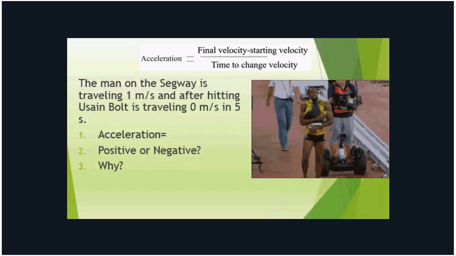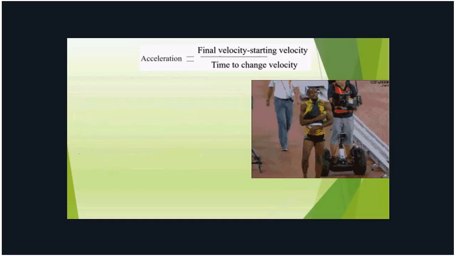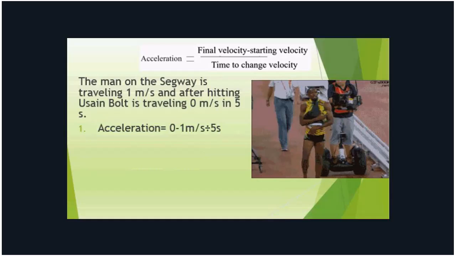The man on the Segway is traveling at 1 meter per second, and after hitting Usain Bolt is traveling 0 meters per second in 5 seconds. His final velocity is 0 meters per second. His starting velocity is 1 meter per second, and his time is 5 seconds. So I will take 0 minus 1 divided by 5 seconds. That's negative 1 divided by 5, which gives you negative 0.2 meters per second. And it's negative acceleration because it is a negative number when you put it into your calculator. He also slows down to a complete stop.